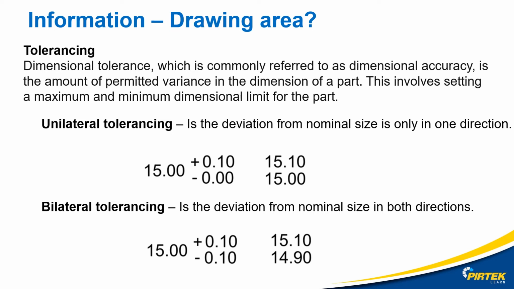This can be specified as a plus or minus value next to the nominal size, or we can have a situation where we have the bottom and top size specified. Bilateral tolerancing is the deviation from nominal size in both directions. Here we have a nominal size of 15 millimeters plus 0.1 millimeter minus 0.1 millimeter. And that can be displayed in two ways, having a plus and minus tolerance next to the nominal size, or we have the top and bottom size specified.